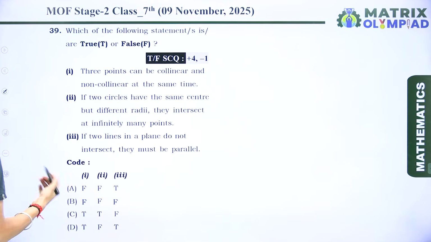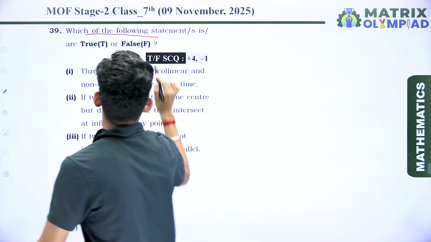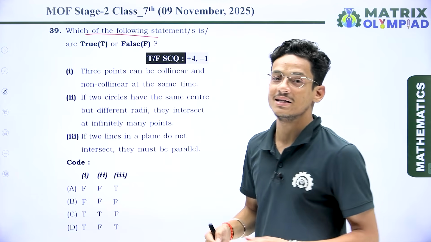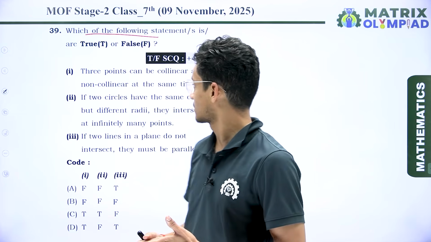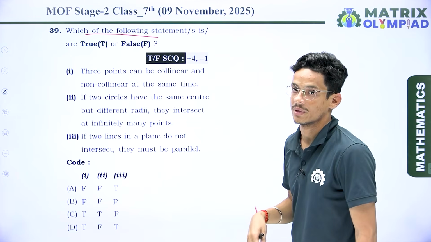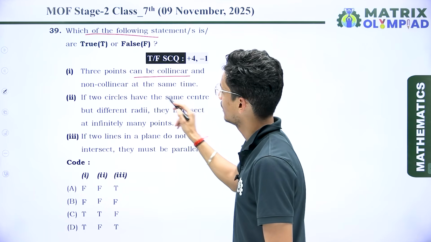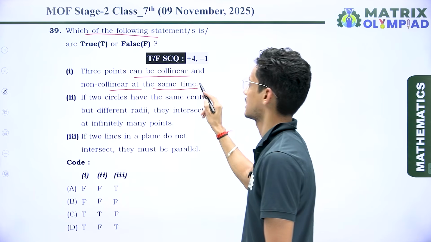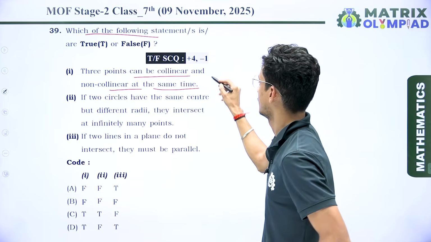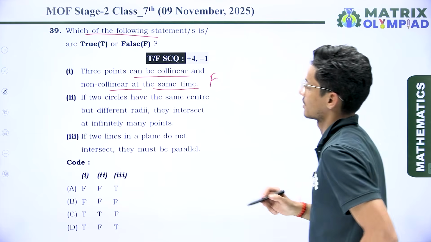So now if I talk about the next question, that is which of the following statements are true and false. So here we have given 3 statements. So statement number 1, that is 3 points can be collinear and non-collinear at the same time. No, this is not possible. So here this one is false.